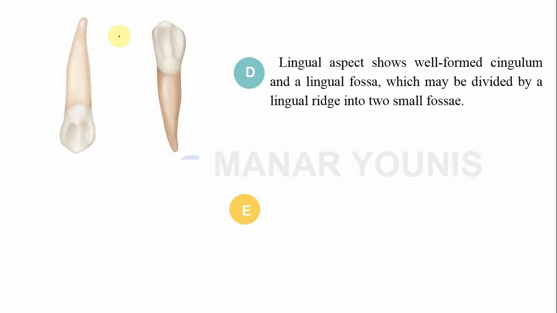Regarding the lingual aspect, the lingual view usually shows a well-formed cingulum with marked marginal ridges and a lingual ridge. Especially this applies for maxillary canine. So we have a strong or large cingulum, well-developed marginal ridges. There is a lingual ridge extending from cusp tip to the cingulum, dividing the lingual fossa into mesial and distal fossae. For the mandibular canine, usually the anatomical landmarks on the lingual aspect are less developed.